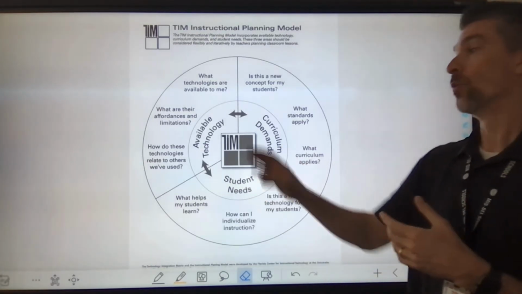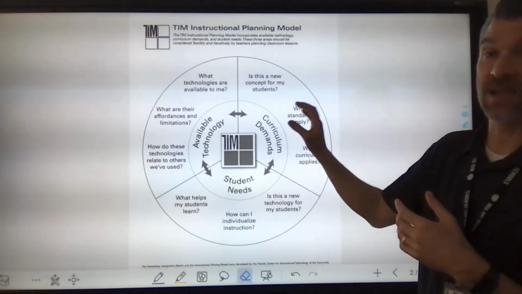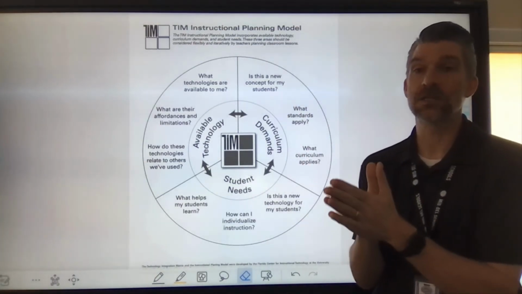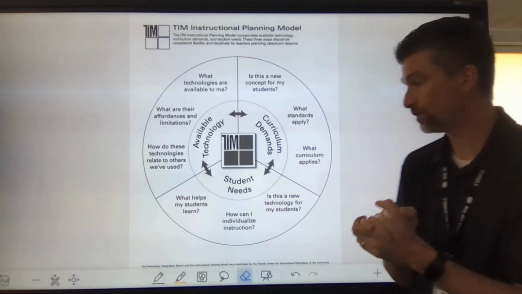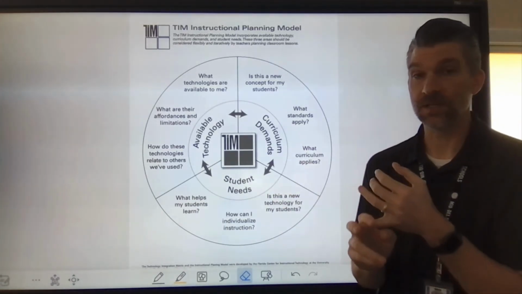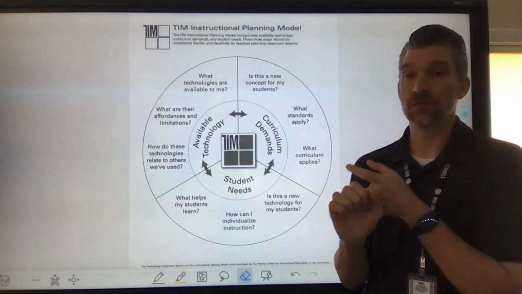So now we're going to check what's available, and we're going to combine that with what it is that I've got to teach my students. And we've got to be hyper-focused here, laser-focused on what those learning goals are, what those standards are, what the curriculum is. And then finally, student needs. Is this a new technology for my students? How can I individualize instruction, and what helps my students learn?